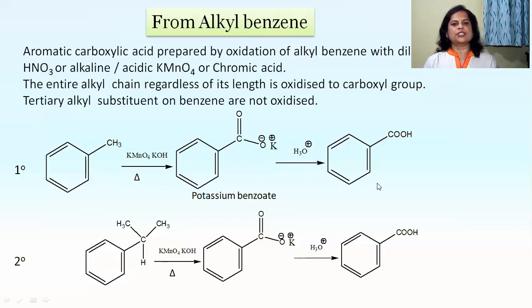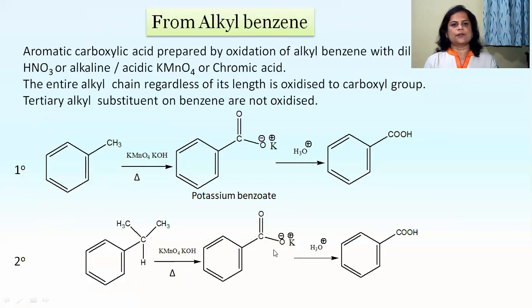Means from the potassium benzoate, K plus is removed in the form of KOH, and it forms the stable acid structure. Now see here, if you take the example of primary alkyl substituents, and if more carbon atoms are present in that alkyl substituent on the phenyl ring, instead of CH3, then also you get the same structure, that is the acid.